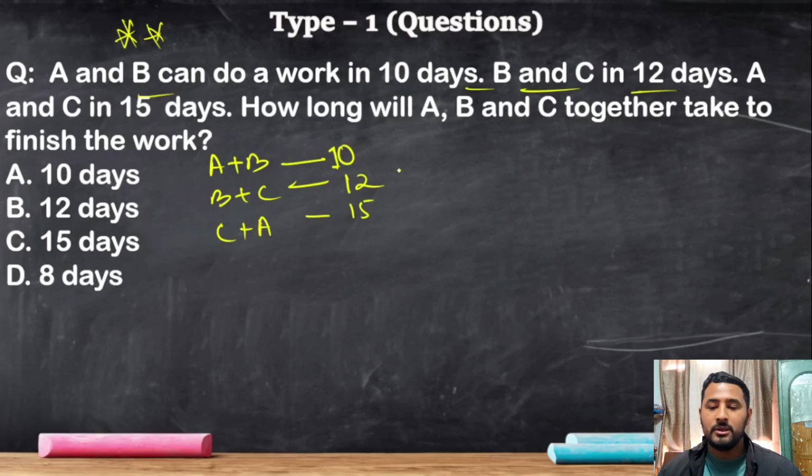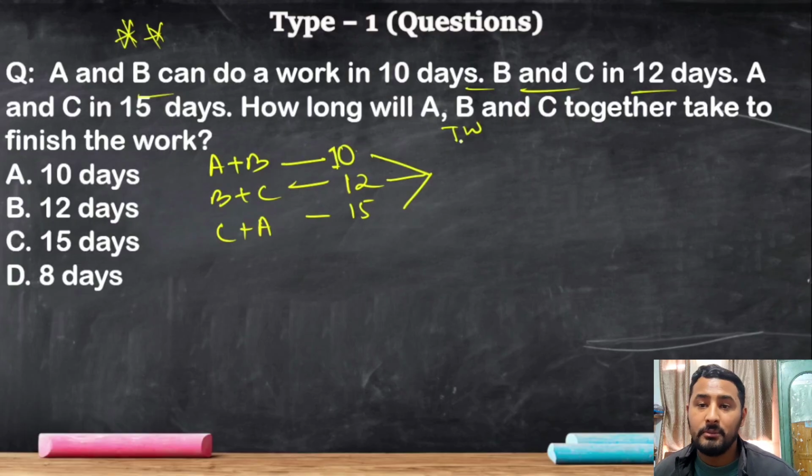First thing you should do is get the LCM to get the total work. Now 10, 12, 15. The bigger number here is 15. So count the multiples of 15. 15 times 1 is 15. 15 times 2 is 30. See, 30: 15 can divide 30, 10 can divide, but 12 cannot. So you should go further. 15 times 3 is 45. 15 times 4 is 60. So we got the total work.